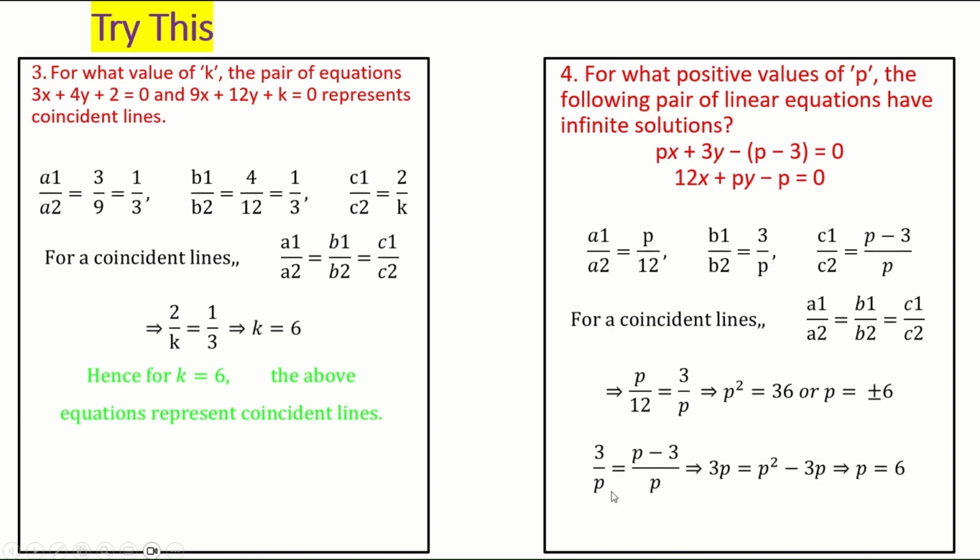Now, the second equation, same way, if you want, you can try the second ratio where you will get 3 by p equal to p minus 3 by p, which is 3p equal to p square minus 3p. That means p is equal to 6. So we can try any ratios which is possible. Any one of them you can take, and then still you can derive the value of p basically. So p is equal to 6.